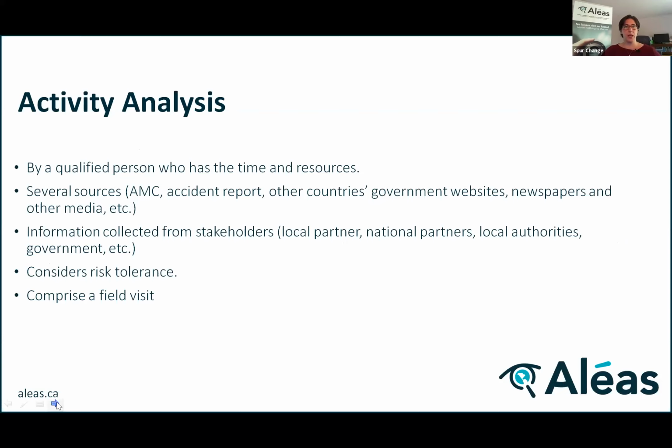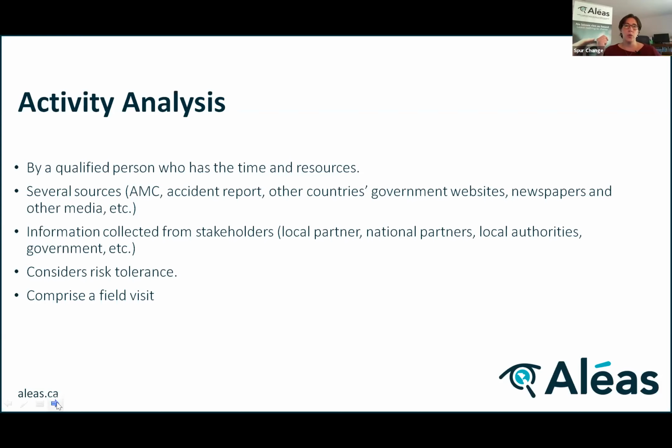And so, who should be performing the activity analysis? Well, first off, a qualified person. Risk analysis is not a very simple topic or concept. It takes time, and it takes resources, and it takes knowledge of the destination, or at least an understanding of field operations. And then what you need to do is to look at sources of information.